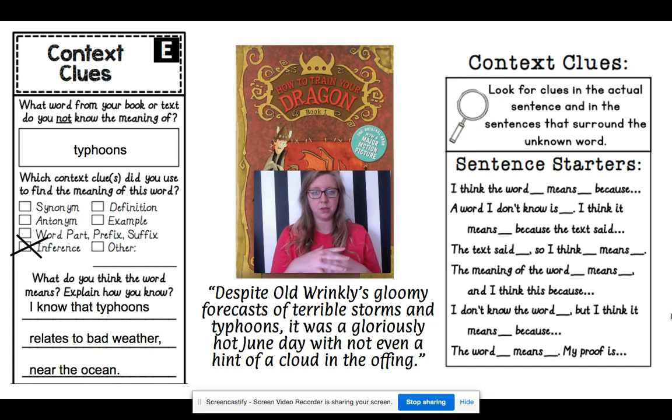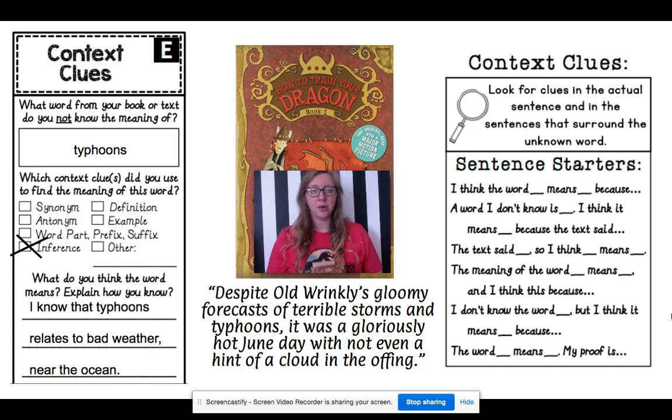So see how typhoons was kind of partnered or paired with terrible storms? I know that typhoons relates to bad weather. And I know that How to Train Your Dragon, the setting of this is near the ocean. So the inference that I made based on the text and my prior knowledge was I know that typhoons relates to bad weather near the ocean.